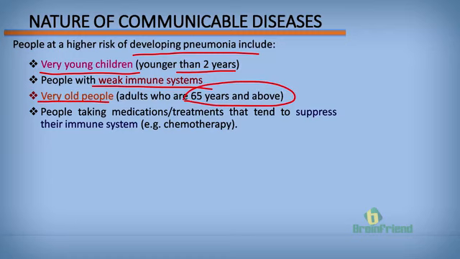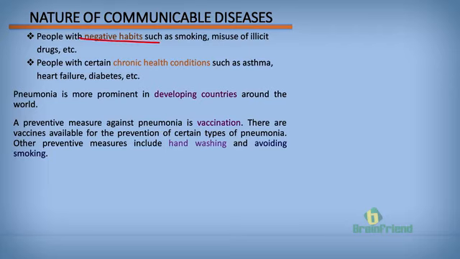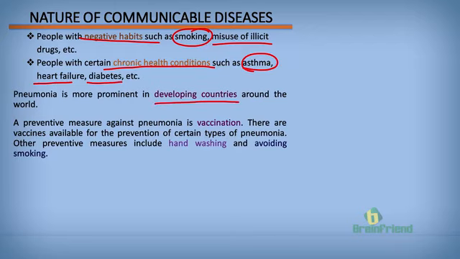Then another set of people at risk are people taking medications or treatments that tend to suppress their immune system. An example of such medication is chemotherapy. People with negative habits such as smoking, misuse of illicit drugs, and then people with certain chronic health conditions such as asthma, heart failure, and diabetes. Pneumonia is more prominent in developing countries around the world.